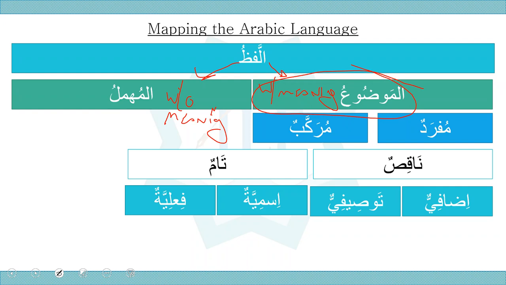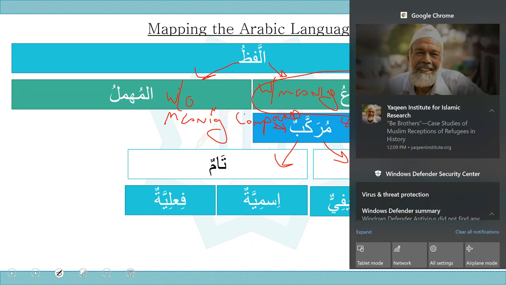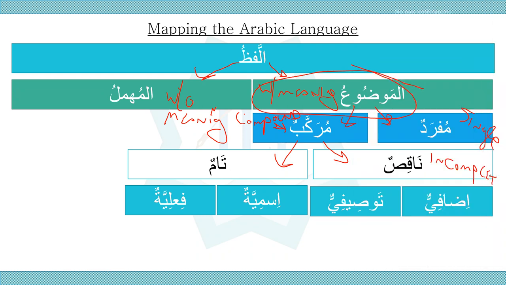Al-Maldur is broken up into two parts. You have single words that make sense, and then you have compounds, when you put the single words together. So mufrad is single, and murakkab is compound, putting multiple singulars together. And then murakkab breaks down into naqis and tam. Naqis means incomplete, and tam means complete.